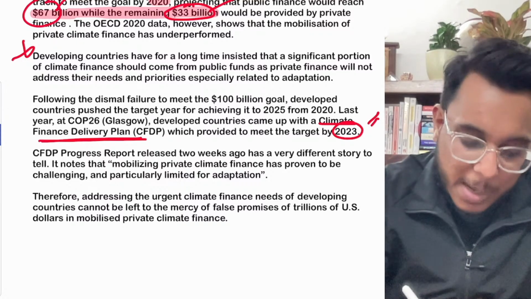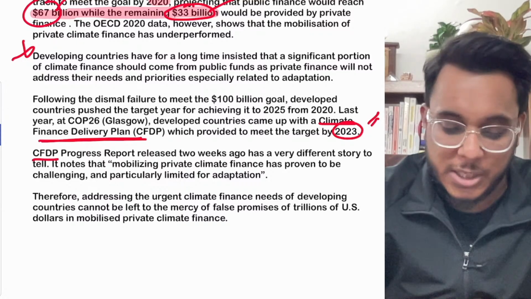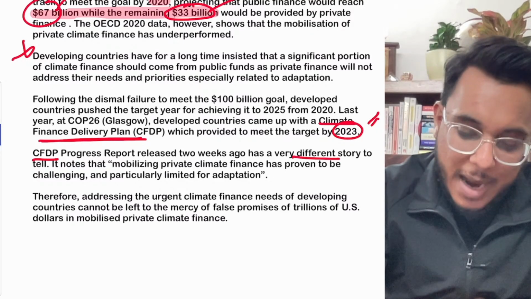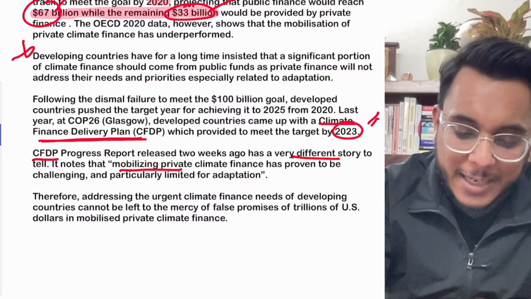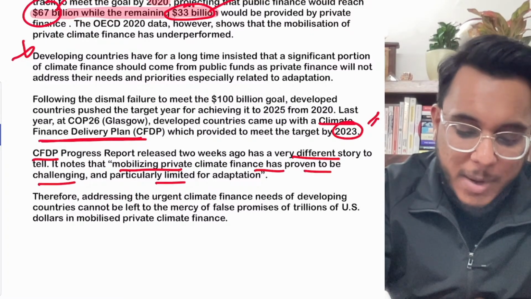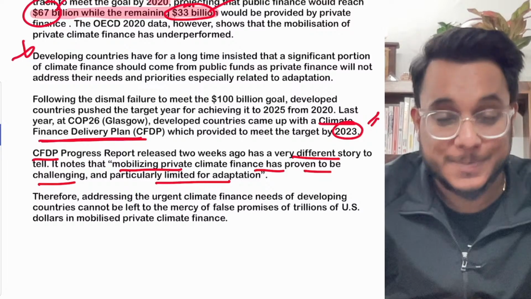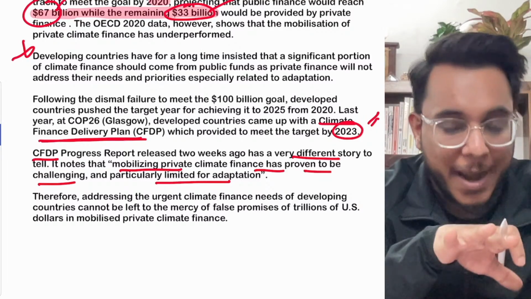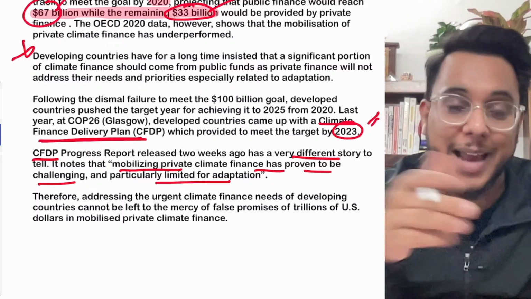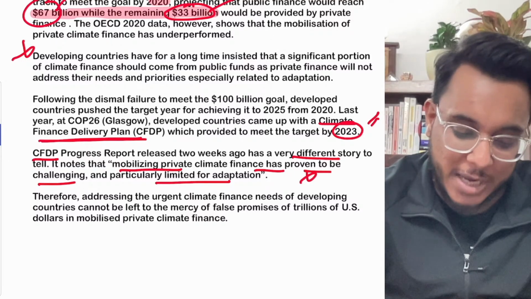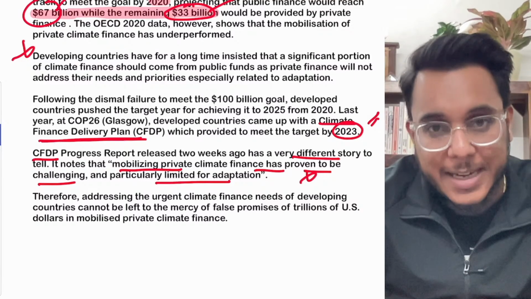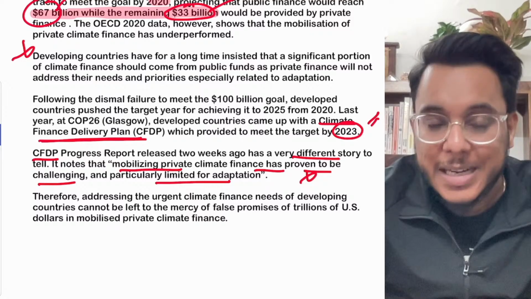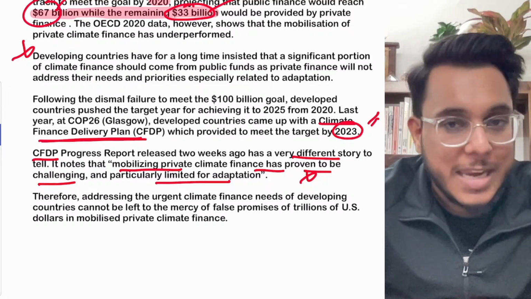Now, up till now, what has happened? This Climate Finance Delivery Plan, which was released last year, its progress report has been released, and it says that mobilizing private climate finance has proven to be challenging and particularly limited for adaptation. So they are again repeating the same thing. They say that the private sector should bring funds, but actually bringing that money is challenging. So understand that right now, when we talk about giving climate finance to the developing countries, it cannot be delayed for any moment.